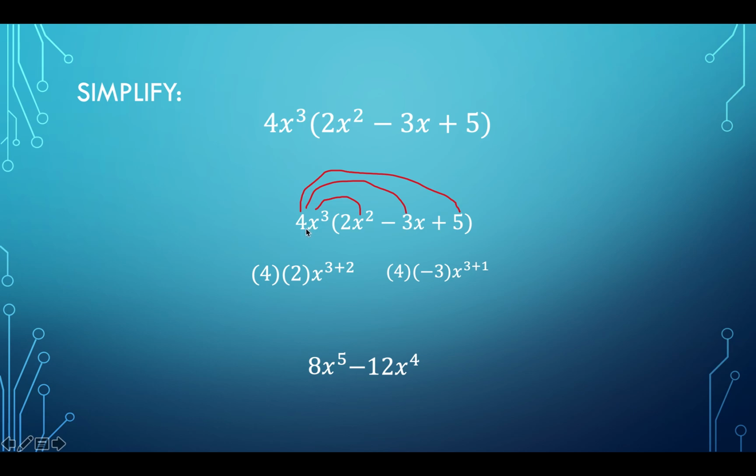And then we do 4x cubed times 5. So 4 times 5, and since there's no variable here, it's just x cubed. 4 times 5 gives us 20, and then we drop down the x cubed. So our final answer is 8x to the fifth minus 12x to the fourth plus 20x cubed.